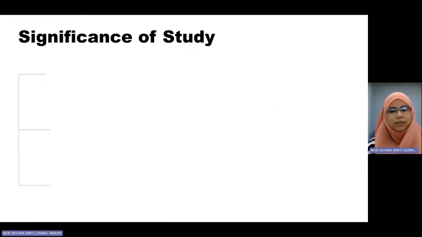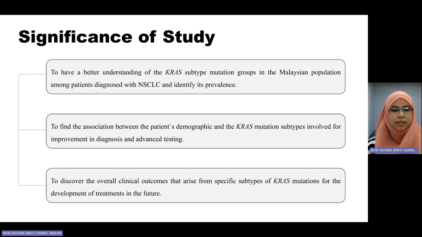The significance of this investigation being carried out is as presented: to have a better understanding of the KRAS subtype mutation groups in the Malaysian population among patients diagnosed with NSCLC and to identify its prevalence in the population. It is also to find the association between the patient's demographic and the KRAS mutation subtypes involved for improvement in diagnosis and advanced testing. It is to discover the overall clinical outcome that arises from specific subtypes of KRAS mutations for the development of treatments in the future.